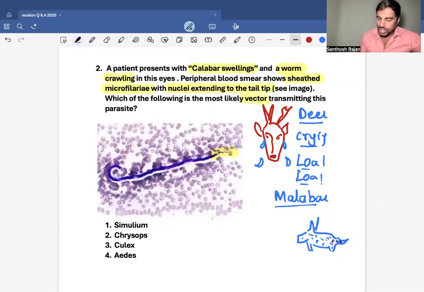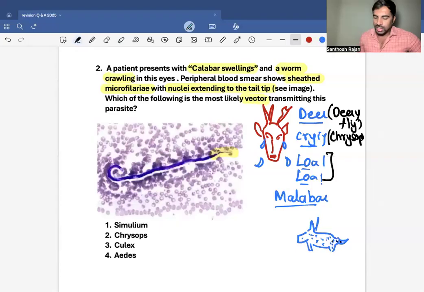Now, why did I say deer? Because this is caused by the deer fly. The deer fly is also called Chrysops. Chrysops or deer fly, they are the same. Loa loa is the disease name. Malabar, you make it Calabar. Calabar swelling. This is basically the eye worm. Everything is about the eye here, so we also call this the eye worm. Got it?